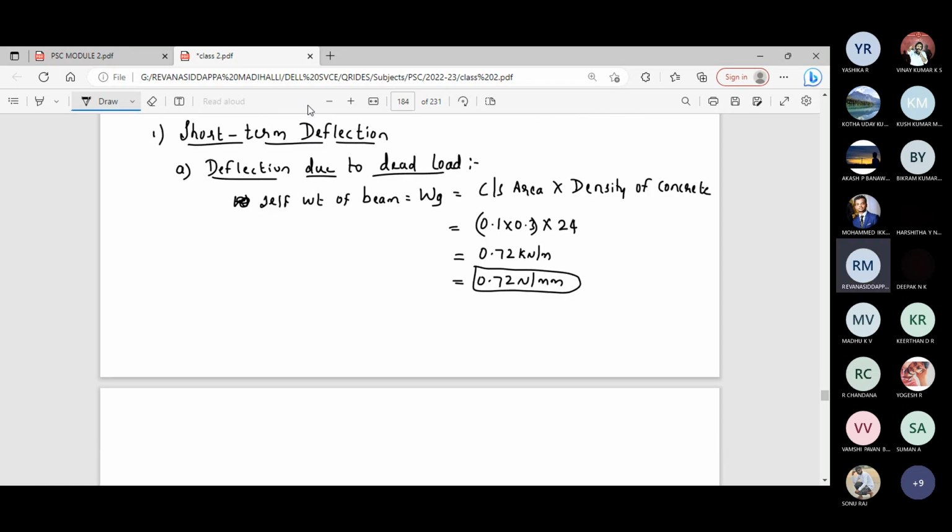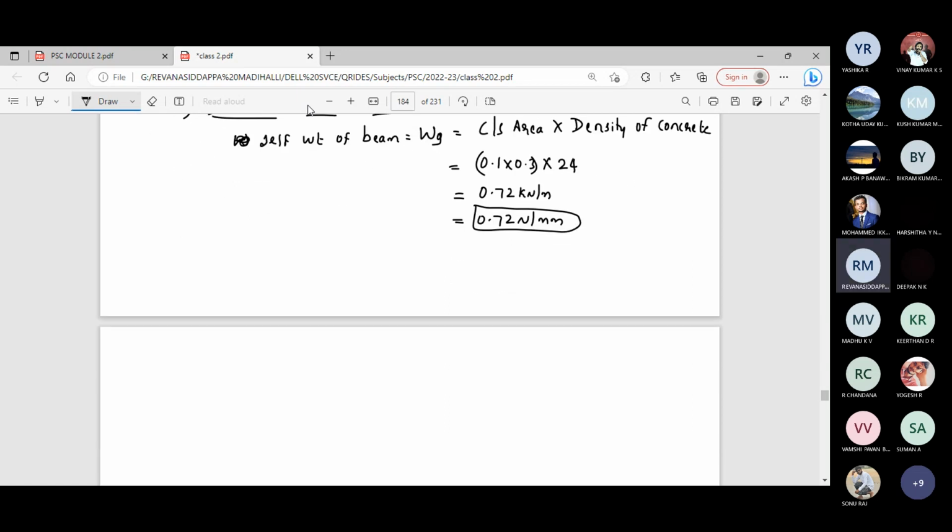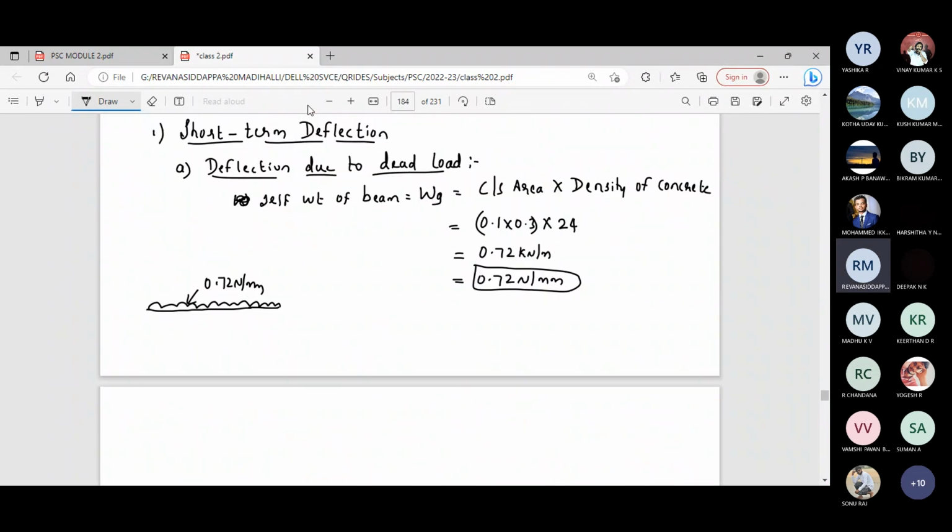Okay, by this we got the dead load. Now you can easily find deflection due to dead load. The dead load intensity is how much? 0.72 Newton per millimeter, which is acting over a length of how much? 10 meter means 10,000 millimeter. In terms of millimeter, we need the data because finally we have to get the deflection in terms of mm. Okay, and it is simply supported. Therefore we have the formula for deflection due to dead load.